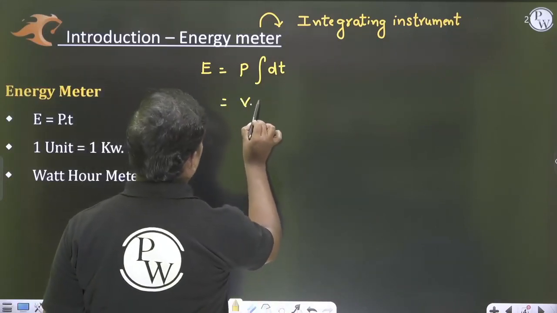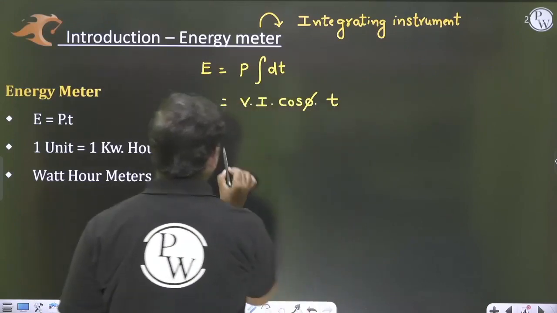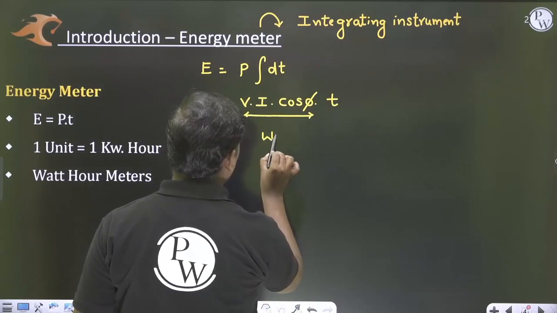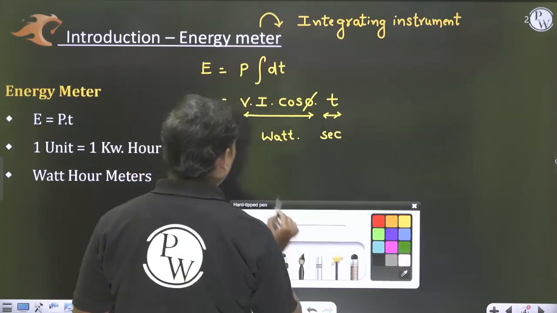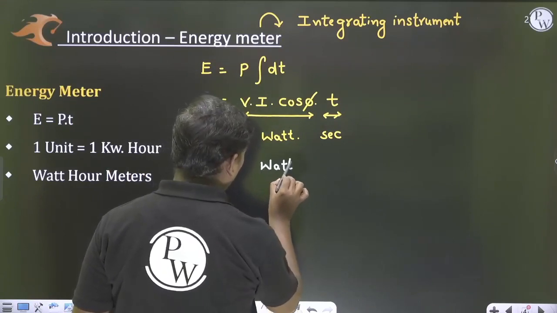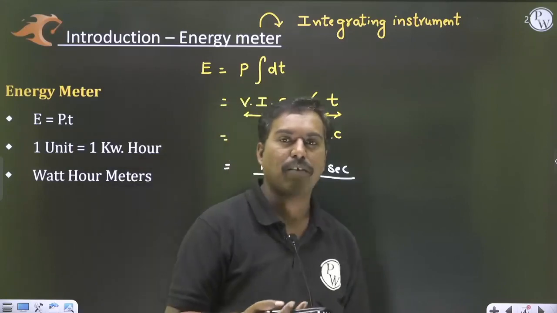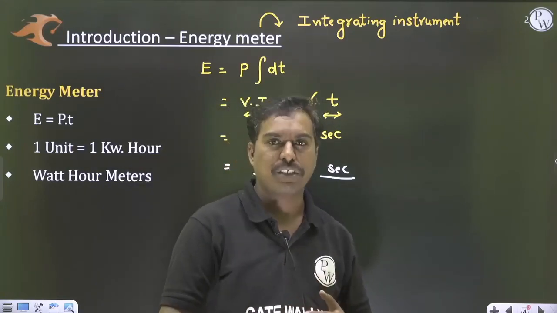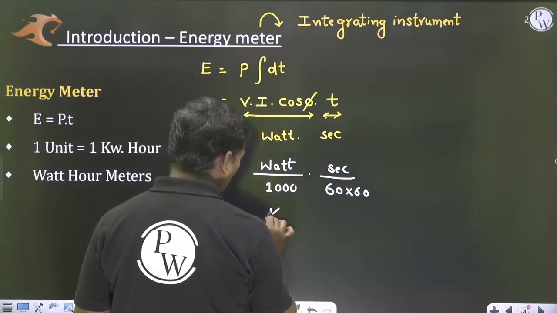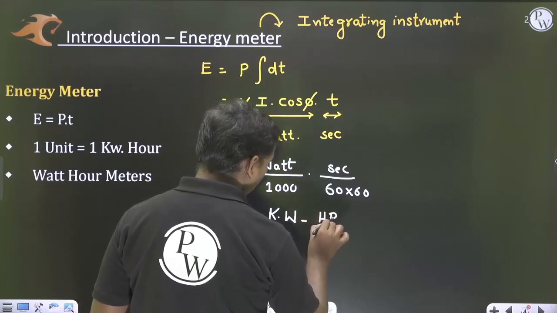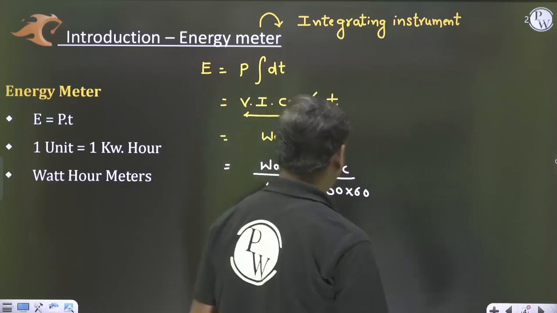If you see this power formula, we already discussed in the last class, power is equal to voltage into current into power factor, that is VI cos phi, integrated over time. We know the units of VI cos phi are watts, and the time is in seconds. If you divide this watt by 1000, you can take it as 1 kilowatt. And the second, if you divide by hours, 1 hour is equal to 60 minutes, 1 minute is equal to 60 seconds, so converting into hours, 60 into 60, this will become kilowatt hour. So we have to convert that into kilowatt hour. This kilowatt hour is expressed as a unit.